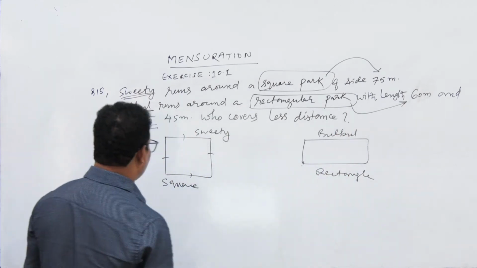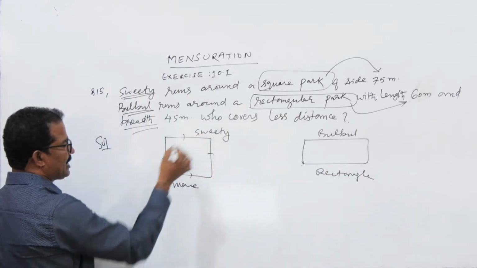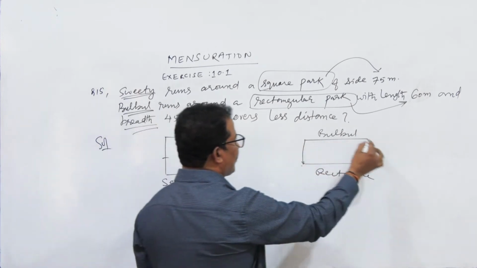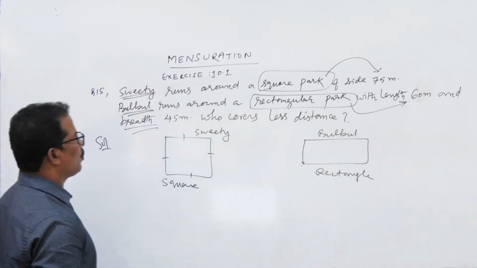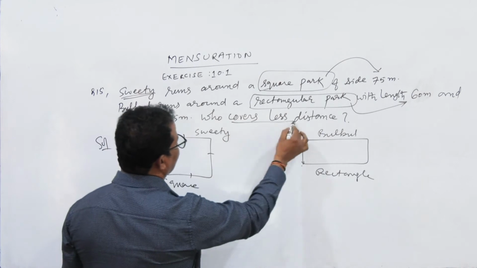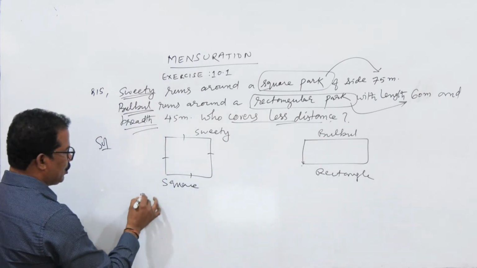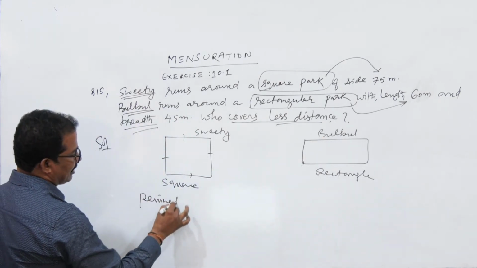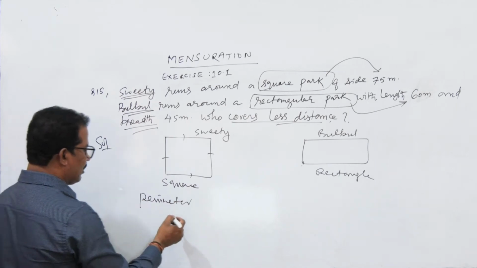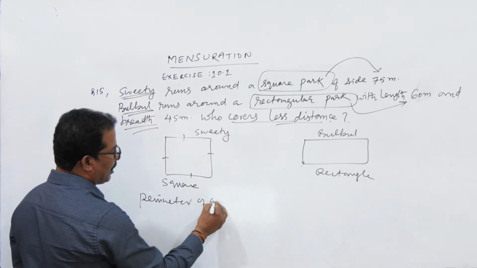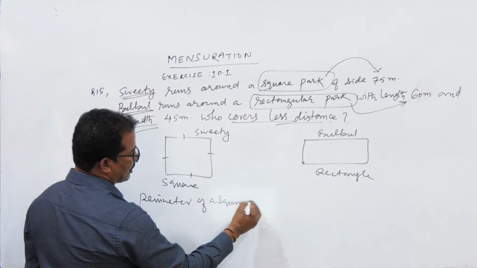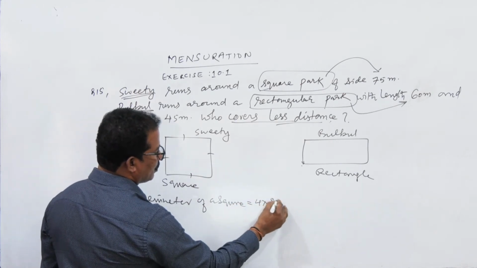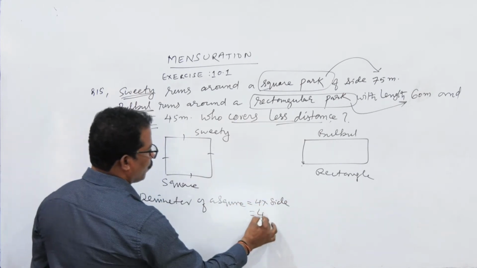Okay. Now we are going to see the total length covered by Sweetie is how much and the total length covered by Bulbul is how much. Then only we are going to compare who covers the less distance. So for that we need to find the total boundary length, that is perimeter of both the diagrams. Perimeter of a what? Here square. That is formula 4 into side.